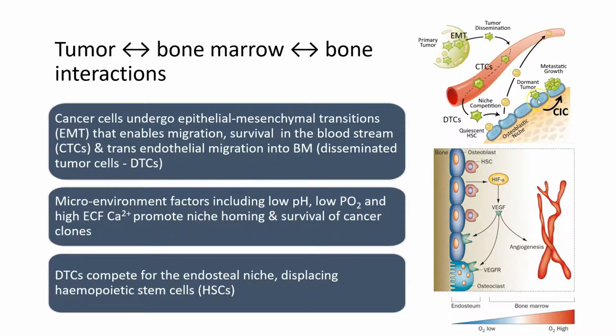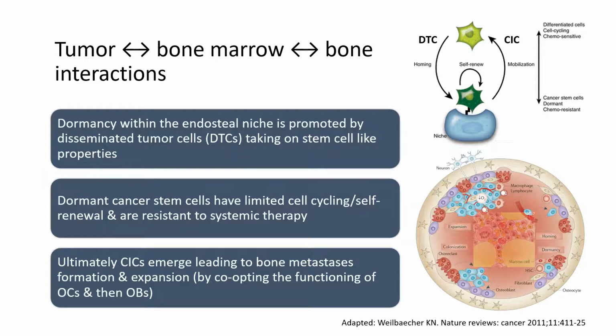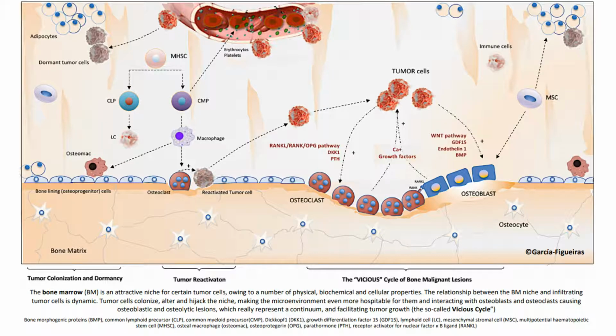Once they are sitting in the niche, they take on stem cell-like properties. So these dormant cancer stem cells have limited cell cycling and self-renewal, and therefore are chemo-resistant. Eventually, these cancer stem cells come out of the osteoblastic niche and then form the metastatic deposits by co-opting the function of the osteoclasts and the osteoblasts. And this is shown pictorially here.